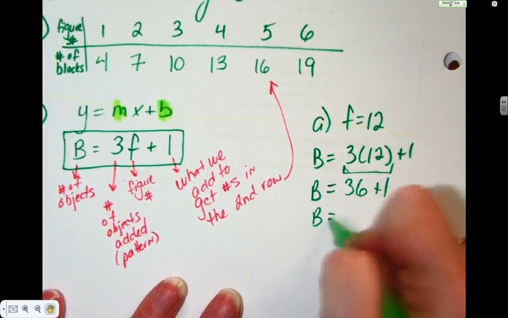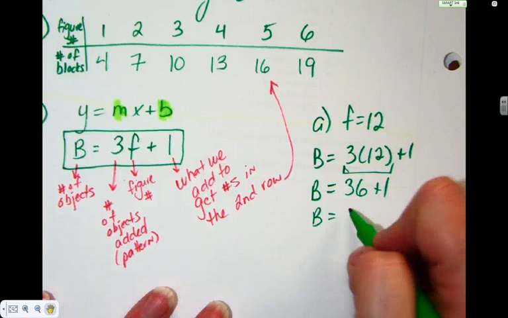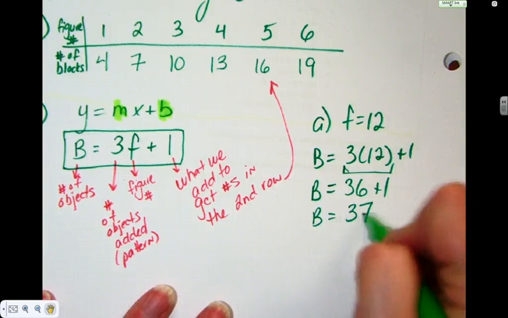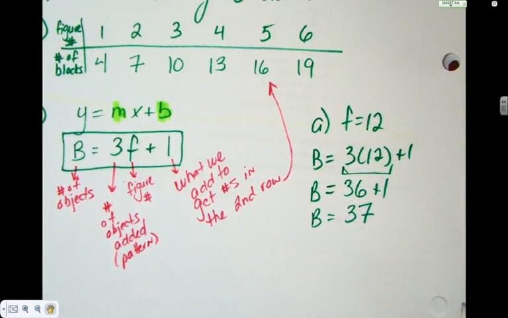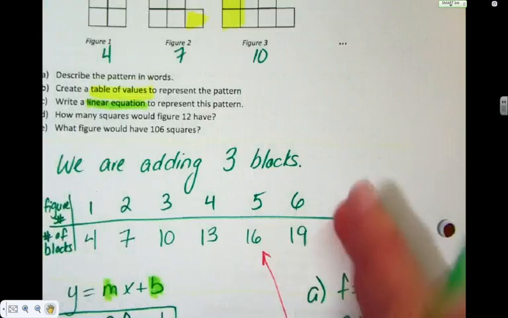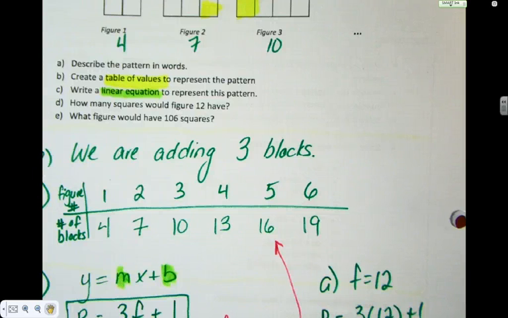And the last thing is the addition, so 36 plus 1, 37. How many squares or blocks or objects in the 12th figure? 37. That's the point of this equation, is to be able to look at patterns and predict what's going to happen in the future without having to do all the work in between.